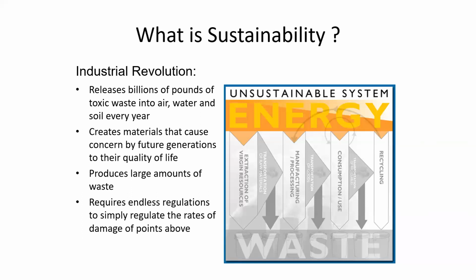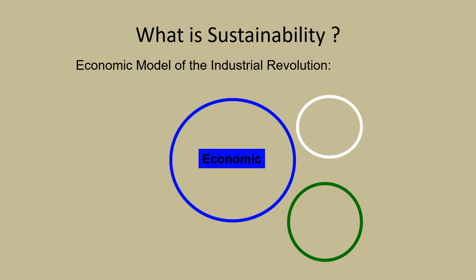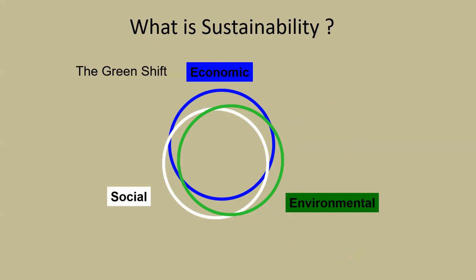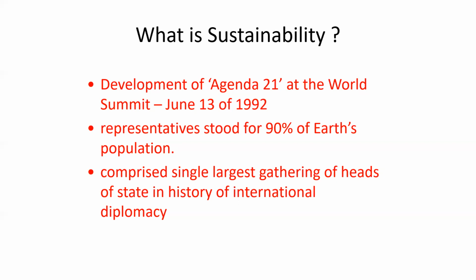We are seeing the impact already, with large amounts of waste and a lot of regulations. So we need to do better. We need a system where we look at the economic, environmental, and social together and come up with a sustainable circular economy kind of system. It has to be a green shift, and things have to be greener. Sustainability was part of Agenda 21 of the summit of 1992.